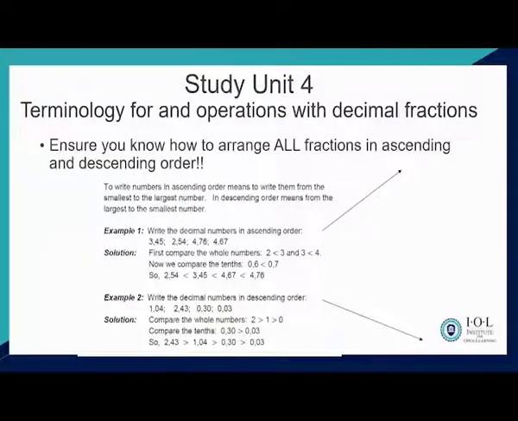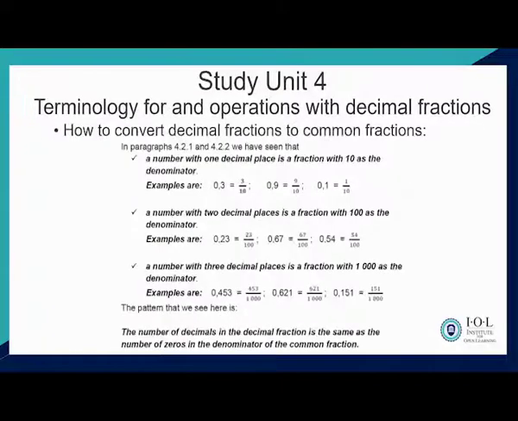Okay. Example 2, the same there, descent. 1,04, 2,43, 0,30, 0,03. So, which one is the smallest? 0,03. So you start with 2,43, then the next one is 1,04, 0,30, and 0,03. That is descending, going down. Make sure you know the difference, please.